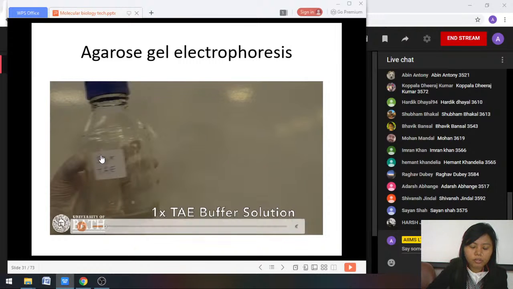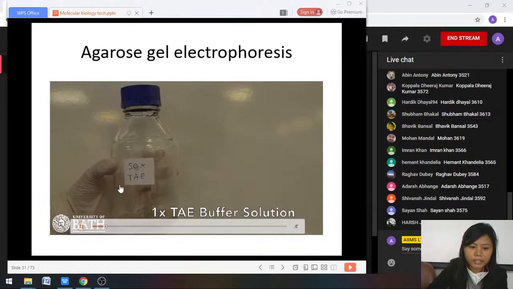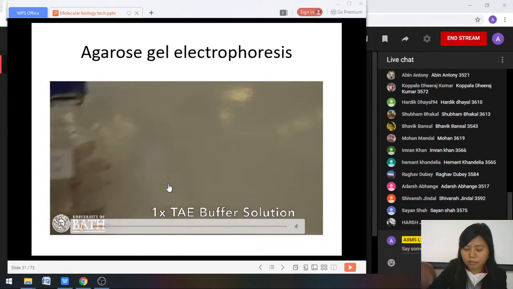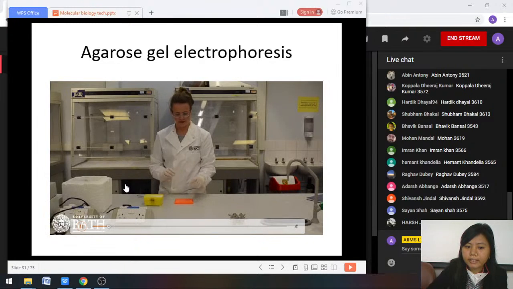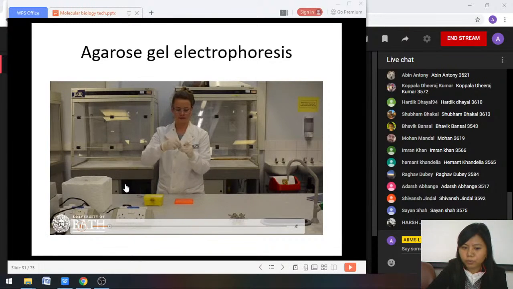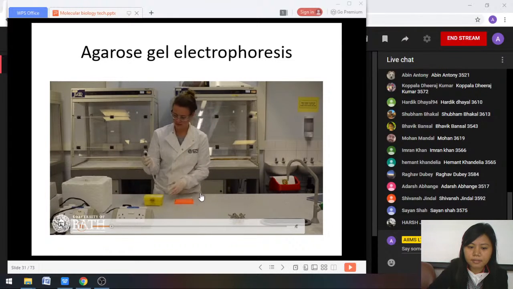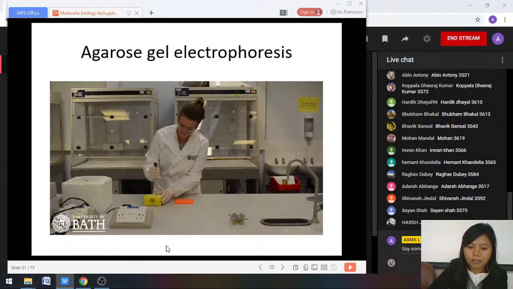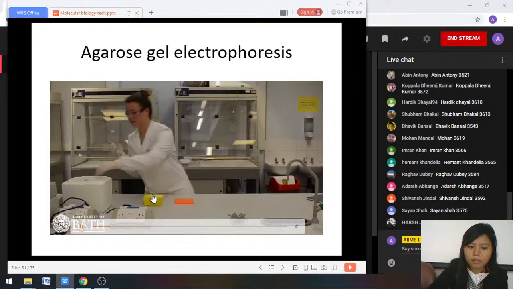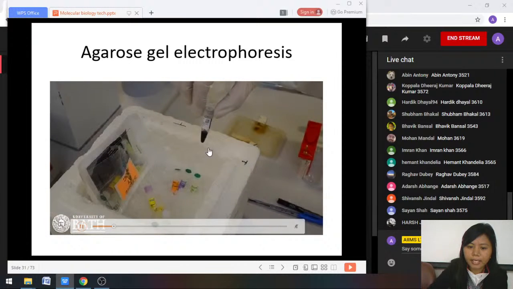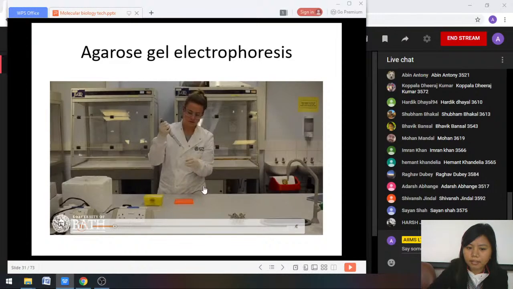So other than that, you also need buffers, which have ions in them, because the buffer or the ionic water is the ideal milieu for electricity to pass through, right? So we can see here, this person is pipetting your amplified DNA as well as the loading dye and adding it into that small tube.